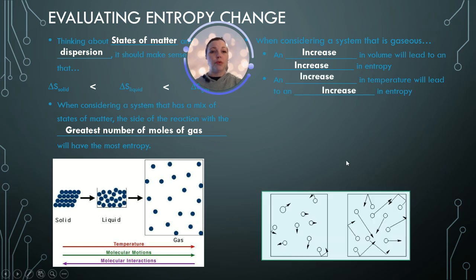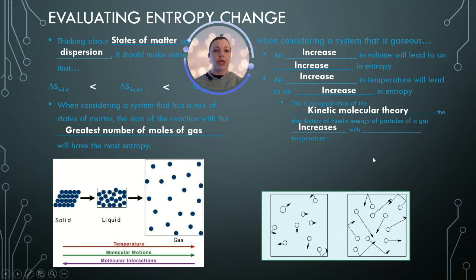An increase in temperature will also lead to an increase in entropy, because this is more of a dispersion of the energy. So here the matter is the same, because your volume is set, it's the dispersion of the energy that is present. And that's an application of kinetic molecular theory. The distribution of kinetic energy of particles of a gas increases with increasing temperature.